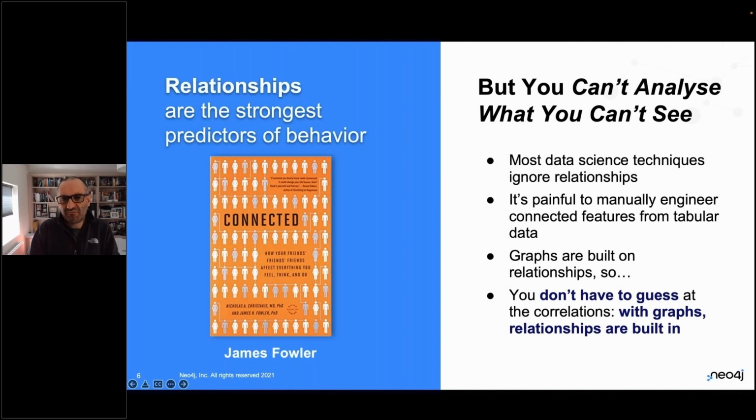We think that it's painful to engineer graphs out of tabular data sources, out of documents, out of tables or columns. Graphs are built on relationships, so you should store them appropriately. We're not alone in this.